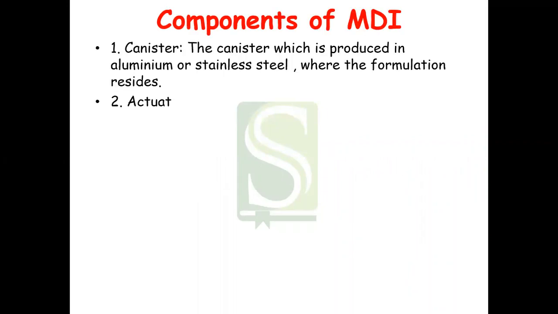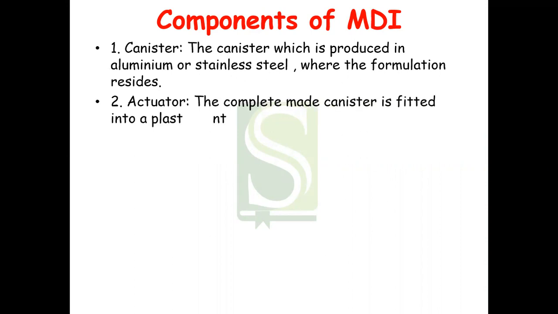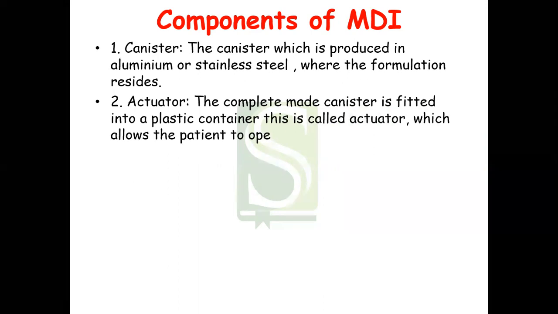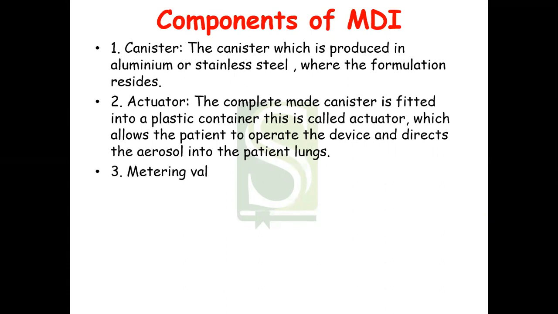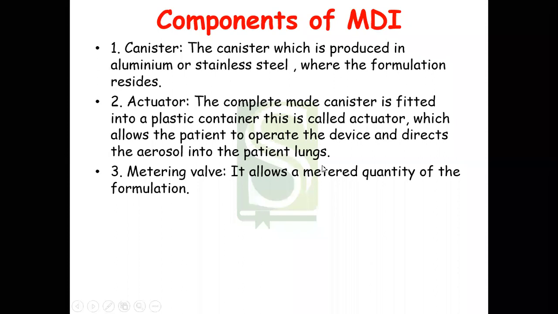The first is the canister. Canister is produced with the help of aluminium or stainless steel, where the formulation resides. Next is the actuator. The completely made canister is fitted into the plastic container. This is called the actuator, which allows the patient to operate the device and direct the aerosol into the patient's lungs. Then is the metering valve. It allows a metered quantity of the formulation to run through.